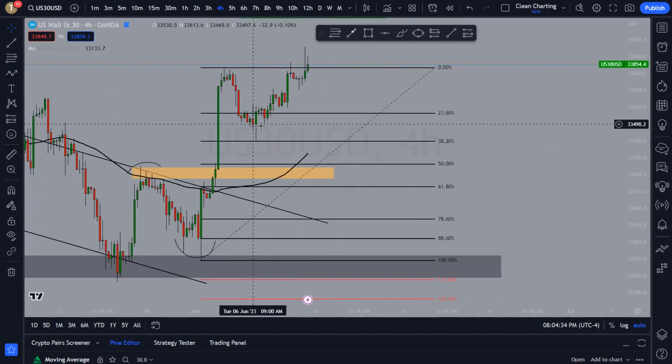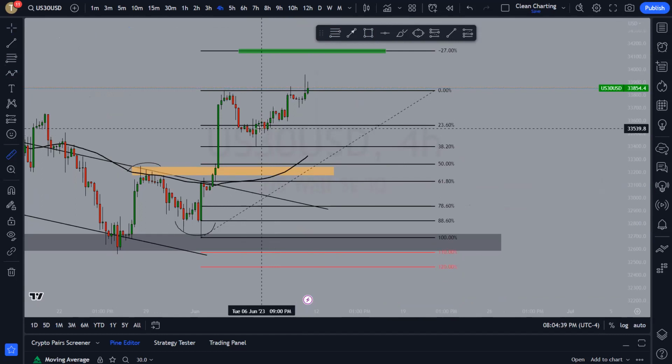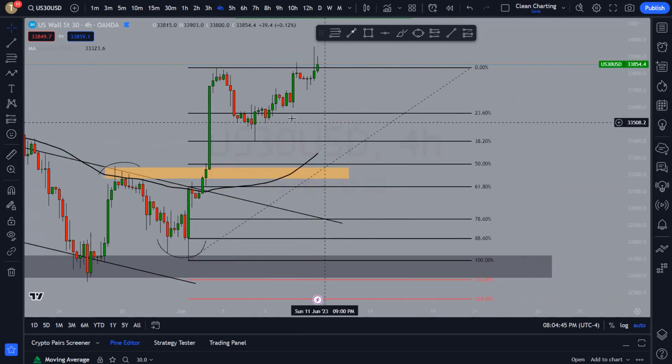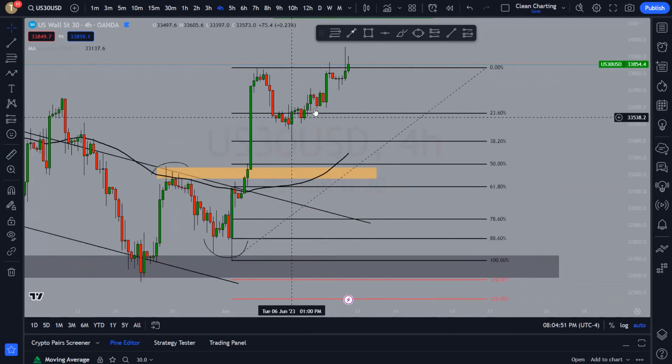But I did take some trades right here. I'm still holding throughout the weekend to the TP, which is just about 600 points. All right, so I'm holding to that. I'm not too sure what it's going to do. It's hitting at the 0%. Usually we do get a pullback after hitting the 0%.